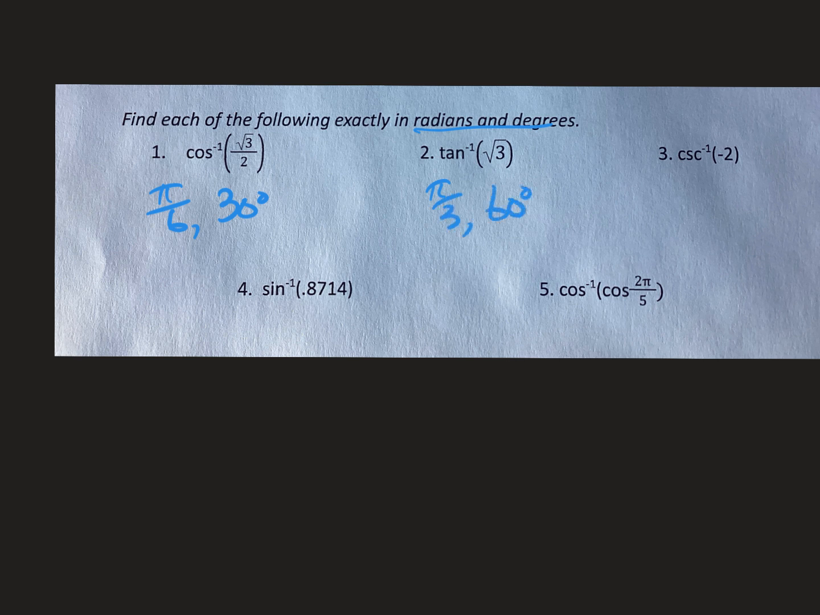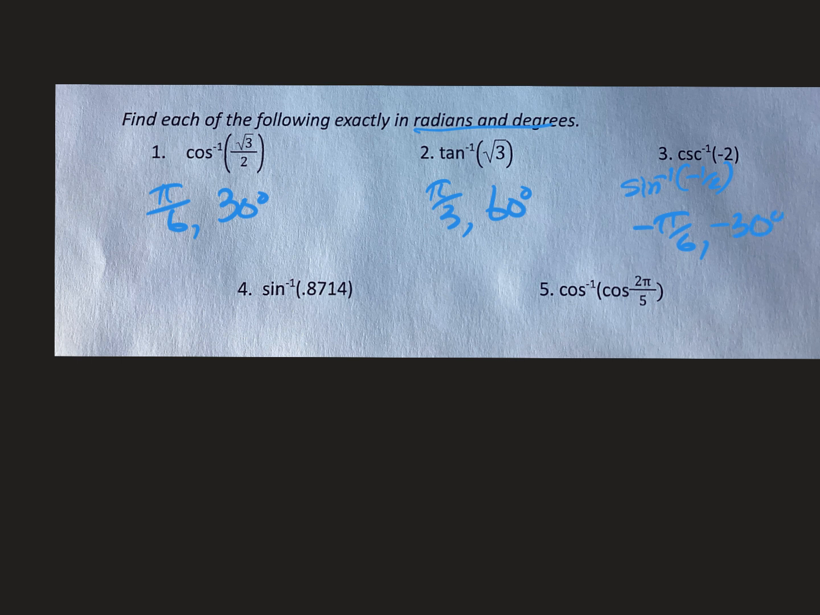Inverse cosecant of negative 2. I don't know the cosecant, so I'm going to change it. I'm going to do the reciprocal and do inverse sine of negative 1/2. Sine is a half at the pi over 6's. Because it's negative half, it's negative pi over 6, which also happens to be negative 30 degrees.